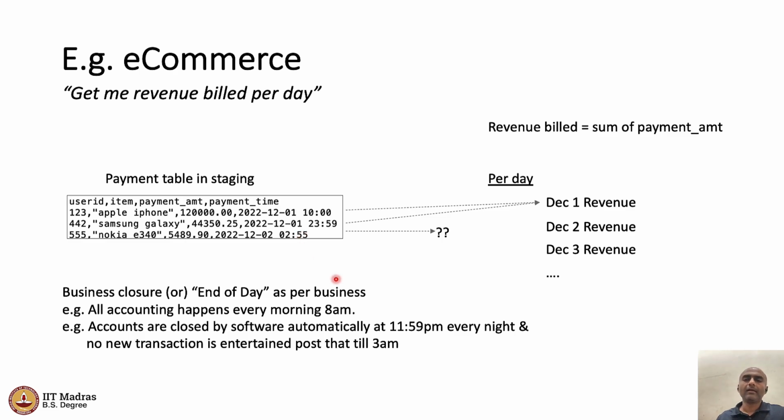Yeah, so in a nutshell, it's important to understand business closure, and that's how you know whether this third record belongs to December 1, December 2. It definitely does not belong to December 3, right? Because it's the first thing in the morning, the business closure will not be that early in the morning in practice.